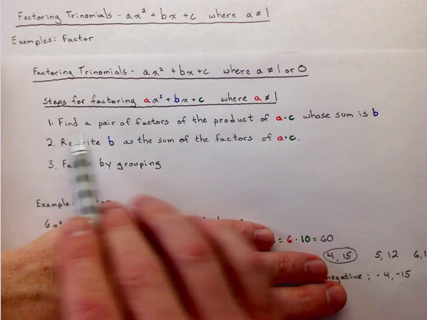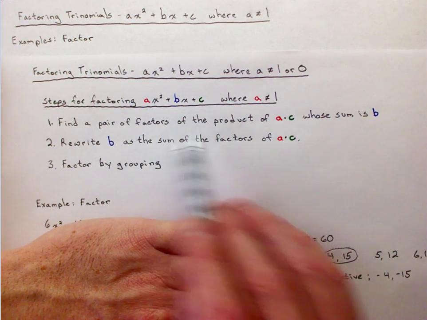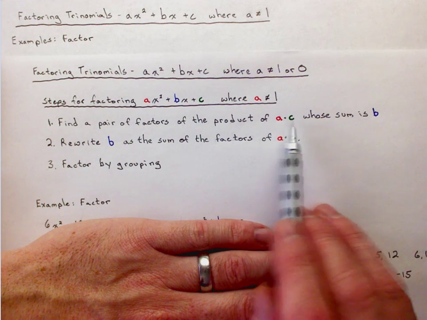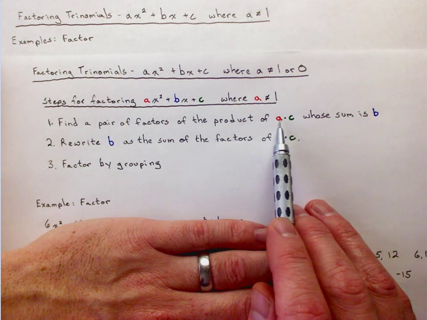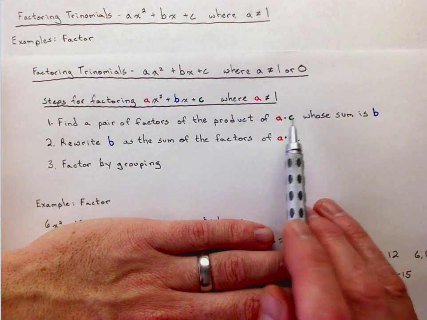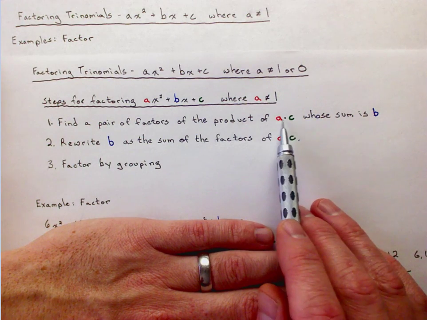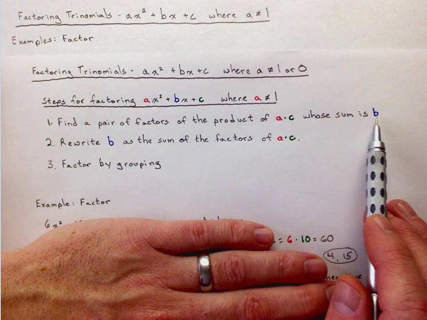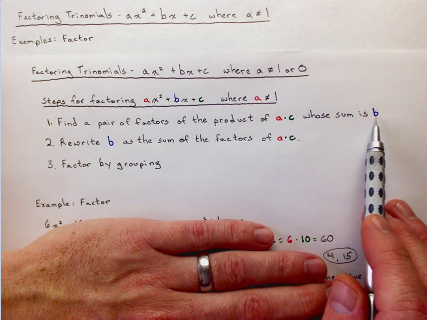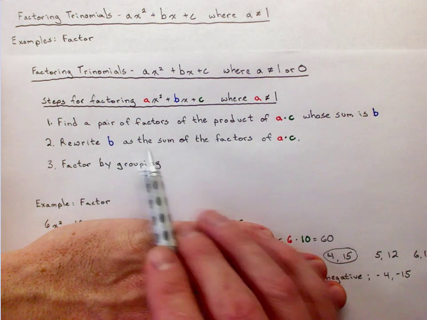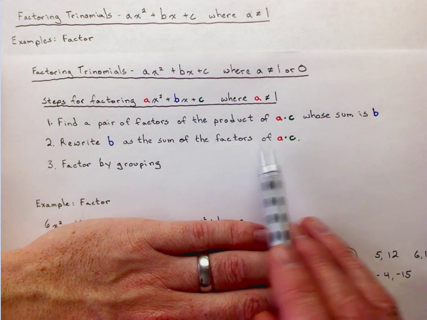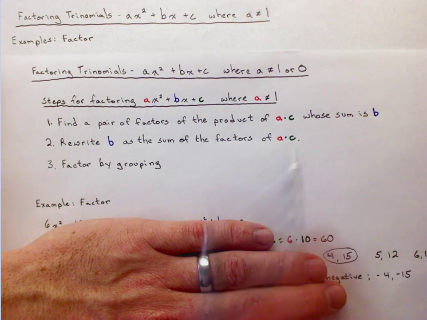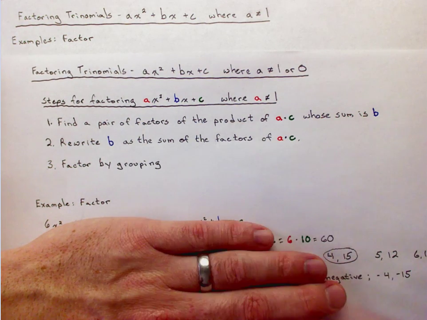First one, find a pair of factors of the product of a times c, meaning that I'm going to multiply the value of a times the value of c, and then I'm going to find the factors of that product whose sum is equal to b. Then I will rewrite b as the sum of those factors of the product of a and c. And then I will factor by grouping.